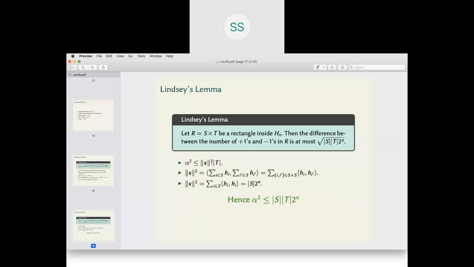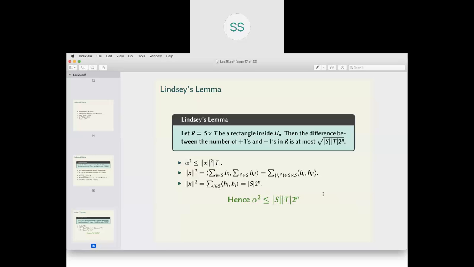So alpha squared is at most norm squared of x times size of t, but norm squared of x is itself size of s times 2 power n. Why is that? Because the rows cancel each other upon taking inner product. The only entries that remain are when Hi takes the inner product with itself, and this gives you s times 2 power n. Hence alpha squared is at most s times t times 2 power n, and hence alpha is at most square root of that. And that is also the difference between the number of plus ones and minus ones.